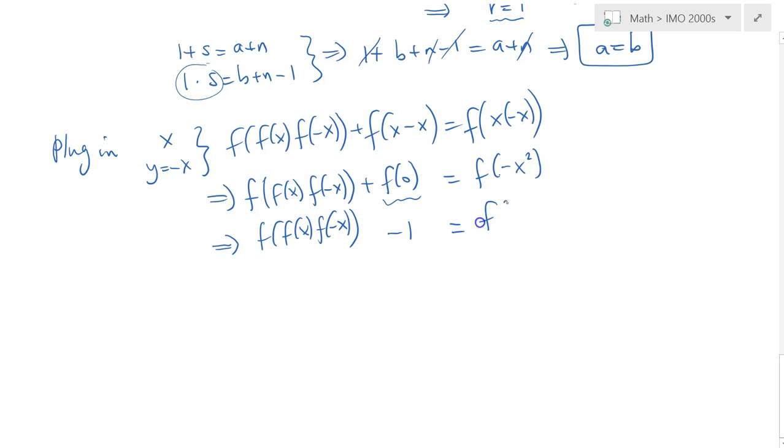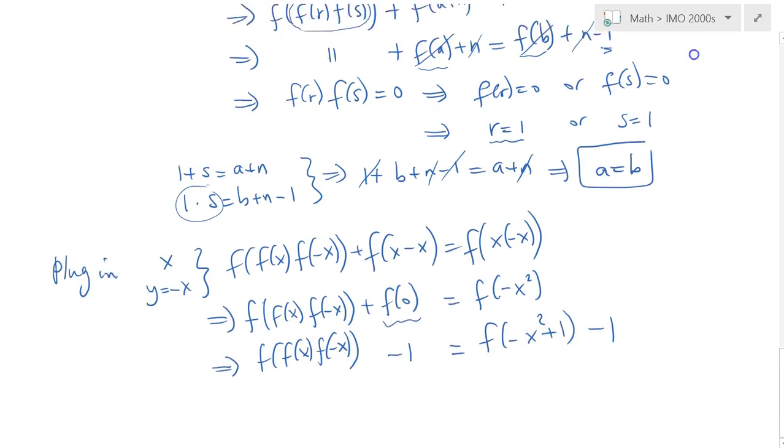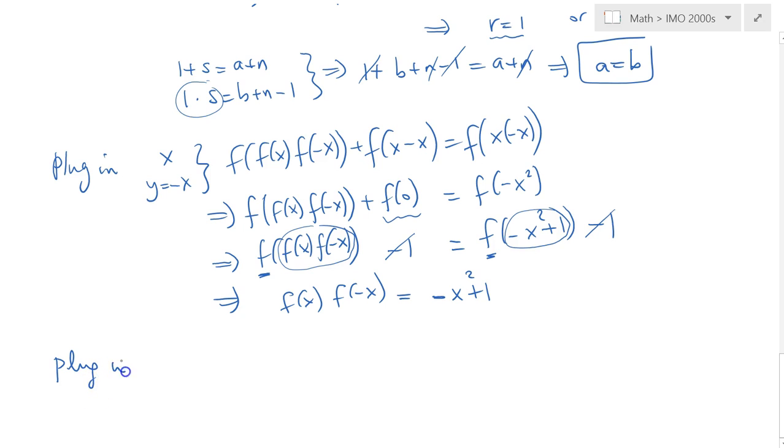is equal to f of minus x squared. But then I can make use of the following trick, plus 1 and then minus 1. But then the minus 1 would come out because of, again, the step where we proved up here, the induction thing. So that's nice. So therefore the minus 1's cancel out. But then, because our function f is an injection now, if their images are equal, it must be that the values in the domain are equal. So that would imply that f of x times f of minus x is simply equal to minus x squared plus 1.